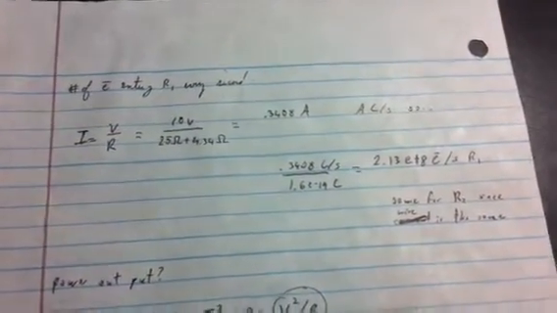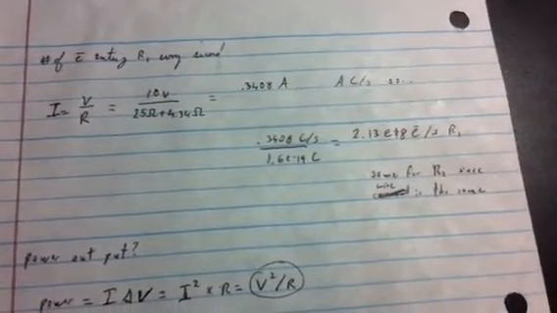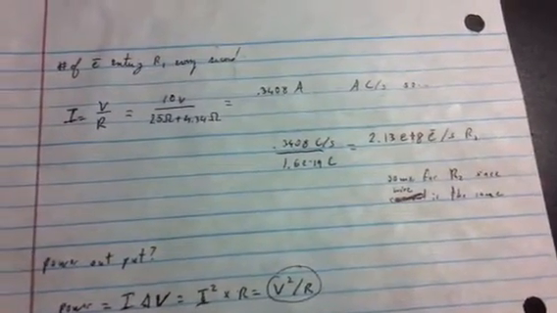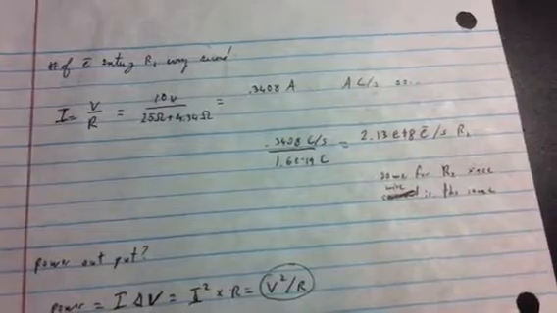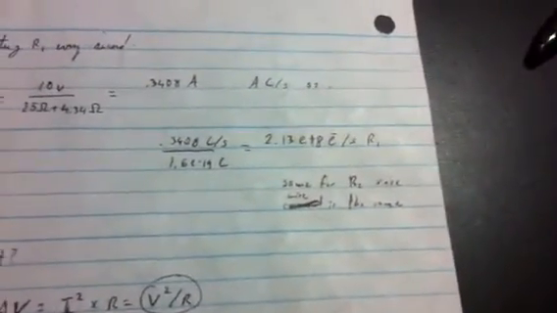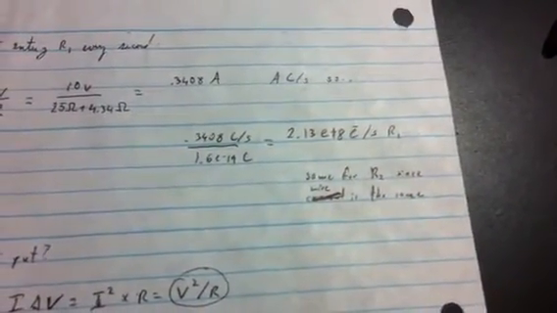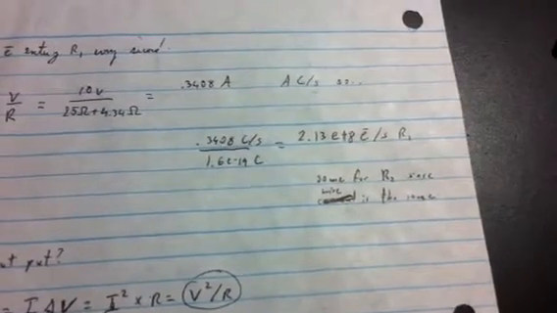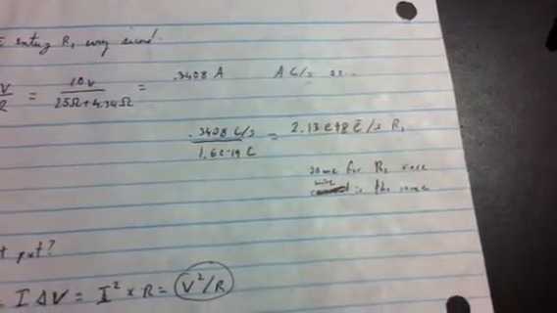Now, amperes is the same thing as coulombs divided by seconds, so if we manipulate that, we can just divide by 1.6 times 10 to the negative 19th coulombs and get electrons per second, which would be 2.13 times 10 to the 18th. And it's going to be the same for R2, since it is the same circuit and it's made out of the same wire material and everything. The current's going to stay the same.